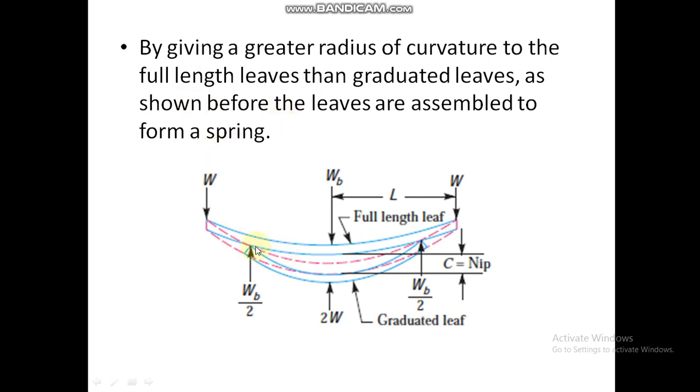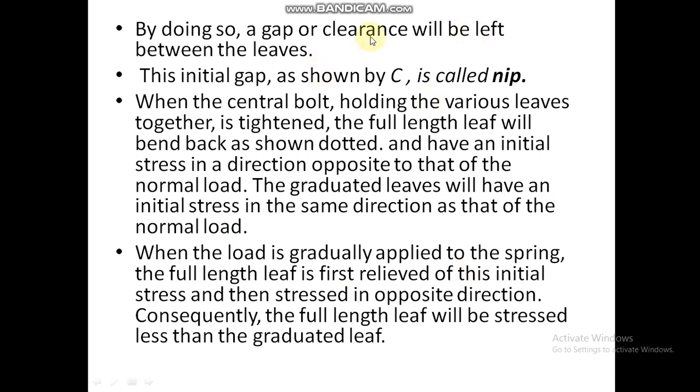You can see the master leaf is given a greater radius of curvature and the graduated leaves have a lesser radius of curvature. So there is a gap between the master leaf and graduated leaf before we attach them with the bolt. This gap is called C, or nip. Why is this gap given? By doing so, a gap or clearance is left between the leaves. This initial gap is known as C. It is called nip.